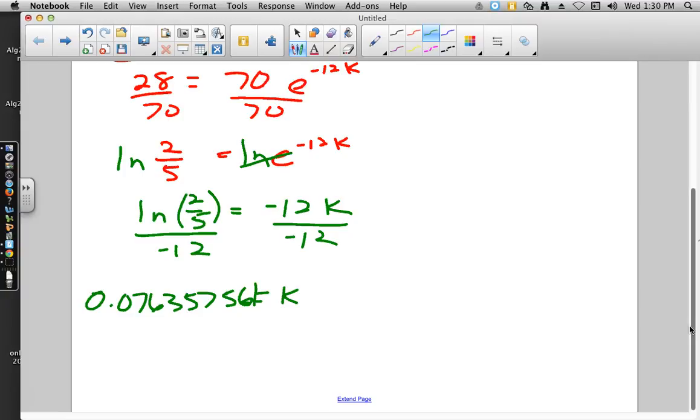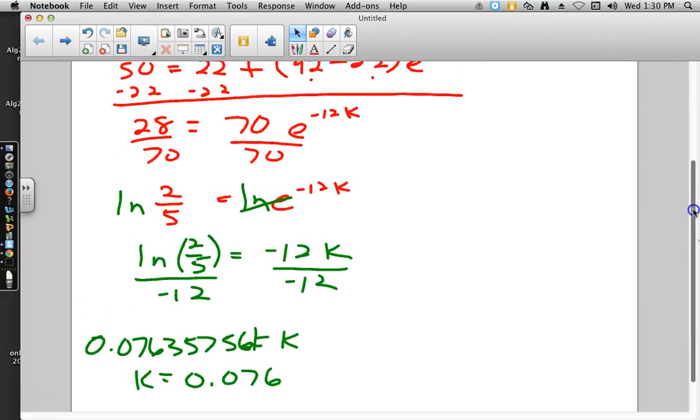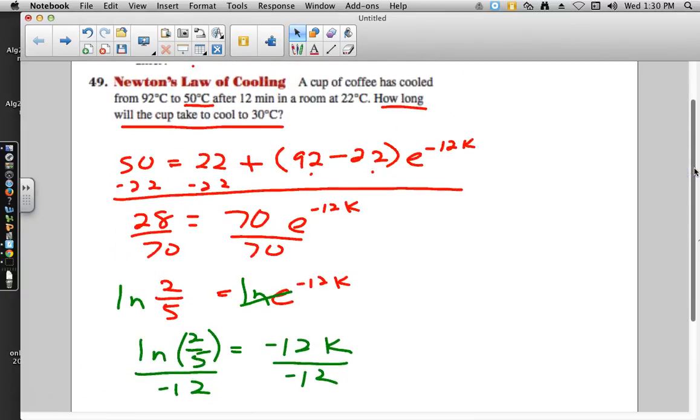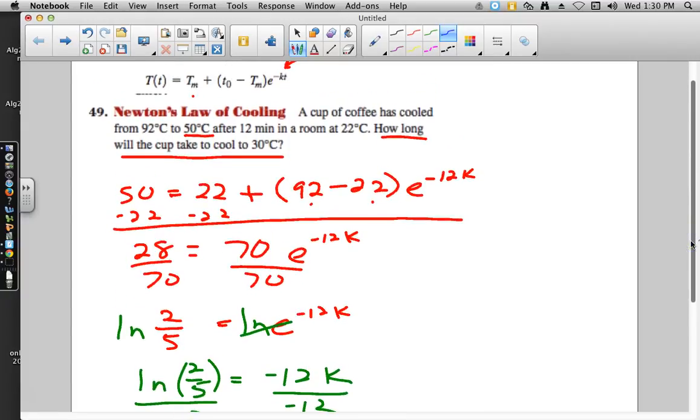Now the reason that I'm keeping all the decimals at this point is because I don't want a rounding error. If we were supposed to find K, we could certainly do some rounding right here and use that 0.076, but we want to hold on to the whole thing, since the second portion of this, which is what we are supposed to answer, we need that K for. That's the piece that we had to have to solve this.